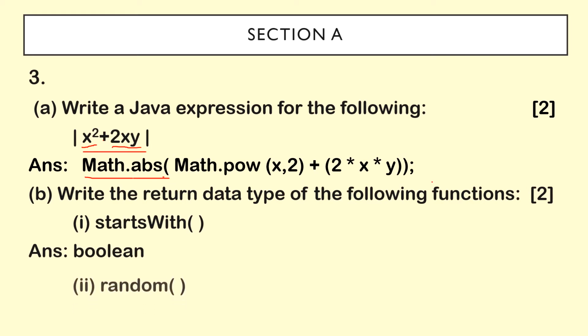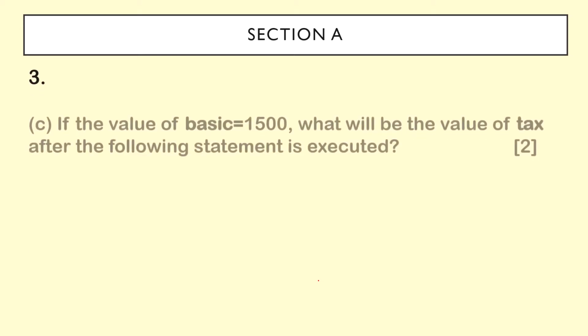And the next is random. Random is from the Math library once again, and Math functions generally return the value in decimals, and that is known as the double data type. So we return the value in double: random, double. I hope this is clear. Let's proceed to the next question.